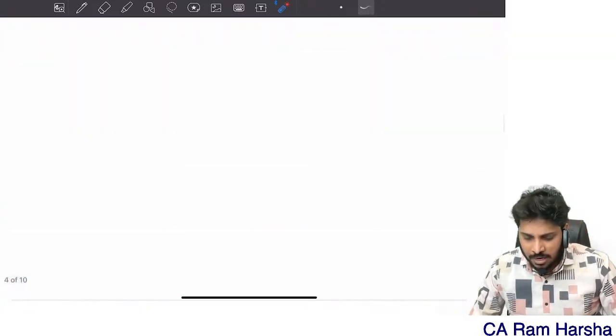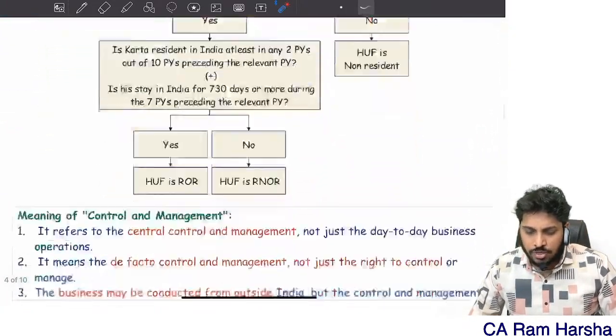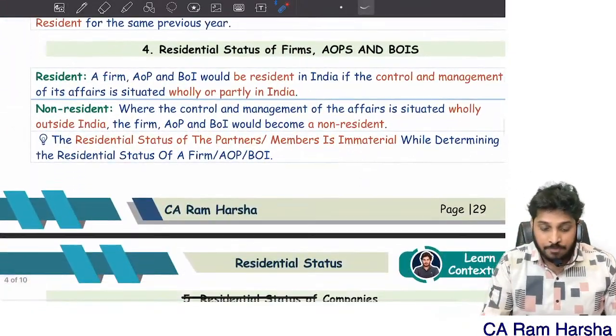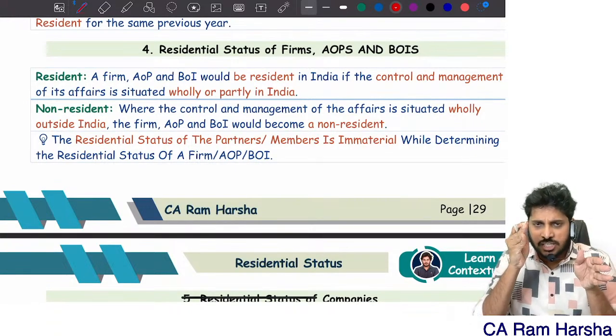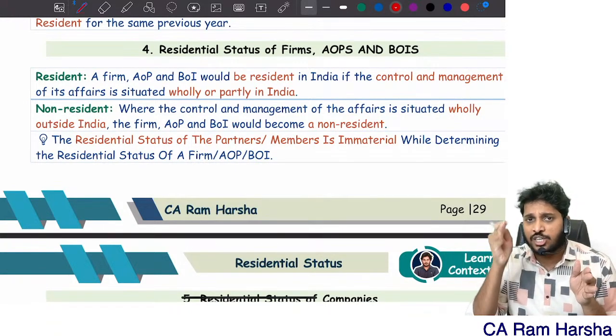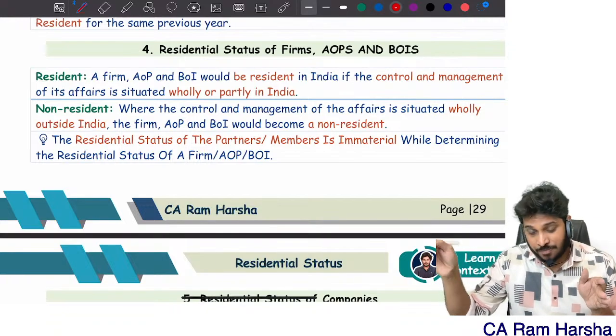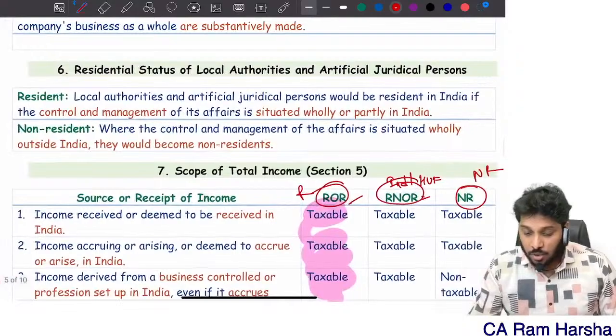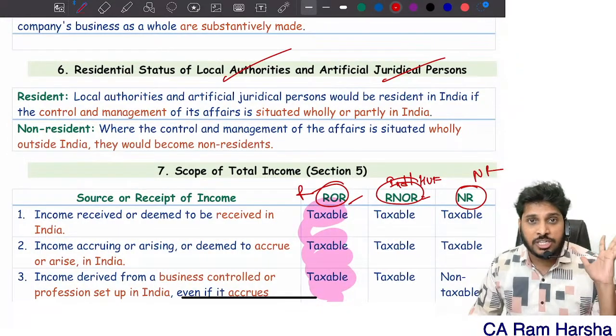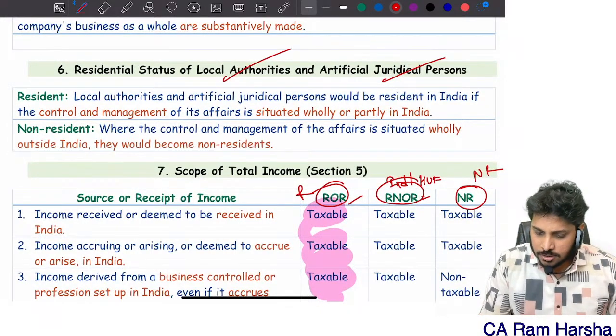That's it. Now let's directly understand how to decide residential status. We have residential status for individuals, we have to understand residential status for HUF, and we have to understand residential status for others. Others means what? Firms, AOP, BOI, local authority, artificial juridical persons. So look at this.